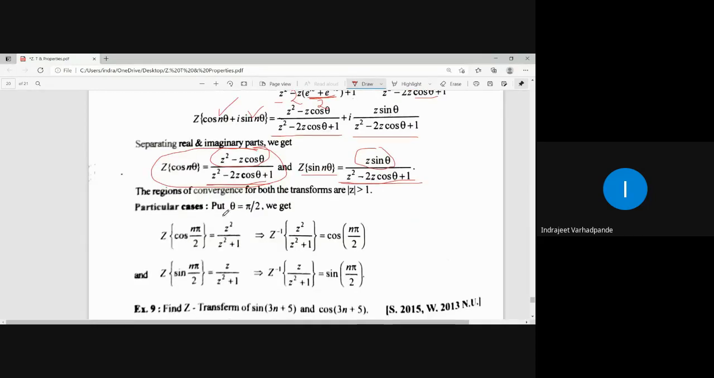Now put the value of theta as pi by 2. So cos n pi by 2. Cos 90 is 0. Sin 90 is 1. So this is what the answer is for sin n pi by 2. So putting theta equal to pi by 2, we get the answer for z transform of cos n pi by 2 and z transform of sin n pi by 2.